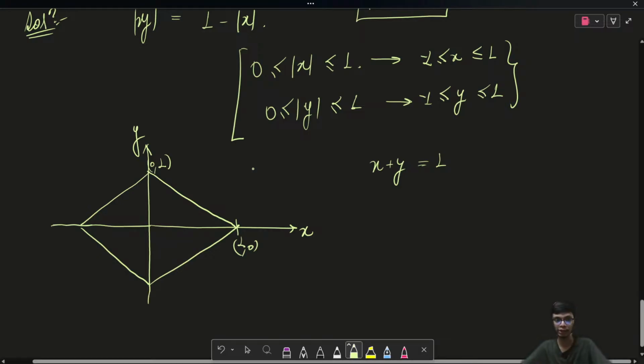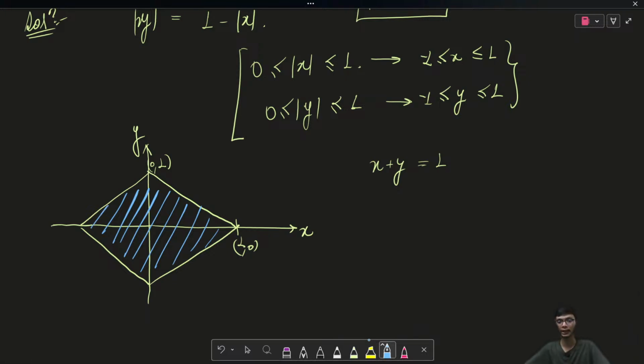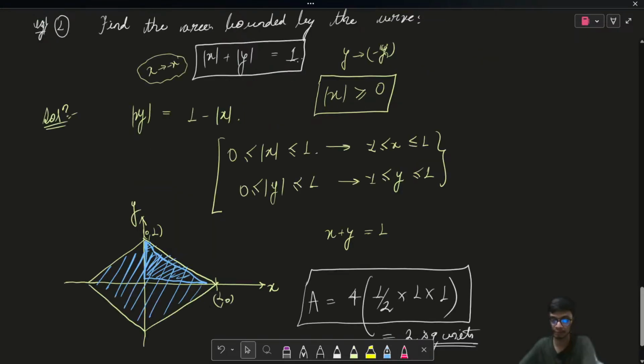So I have to find out this particular area. In order to find this area, I can start with finding the area of this part. Is that clear to all of you? Please let me know in the live chat.